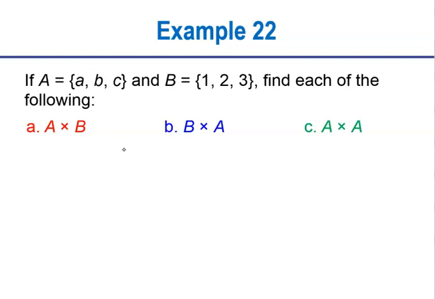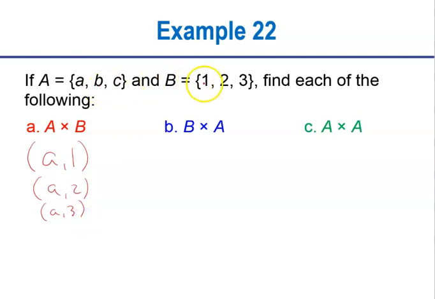So remember what you do. You let A be paired up with 1, so that's going to be A1. Then you can let A pair up with 2, so A2. Then you let A pair up with 3, so A3. I need to write smaller.